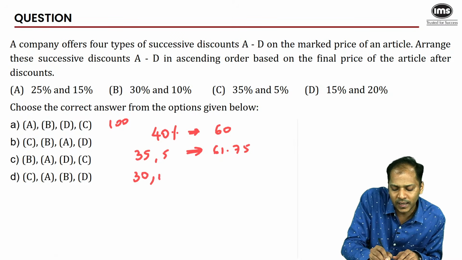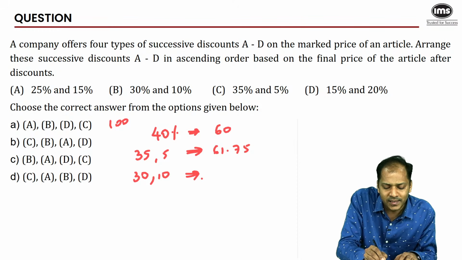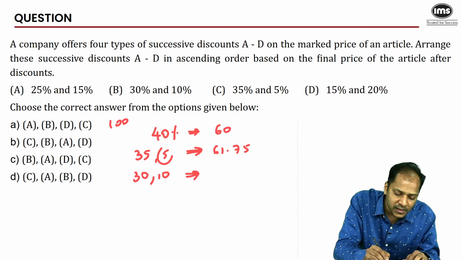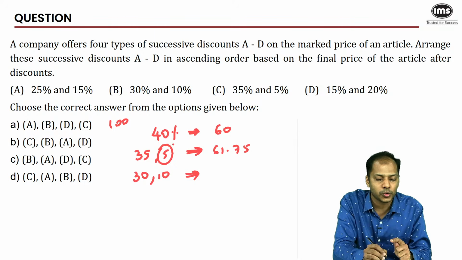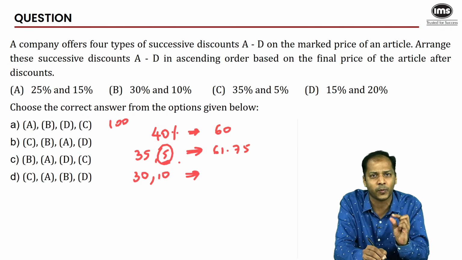Had I given you 30 and 10, the total of all the discounts is 10. You should realize that this 5% is on a lesser number. So you're losing out some discount because this 5% was on a smaller value.